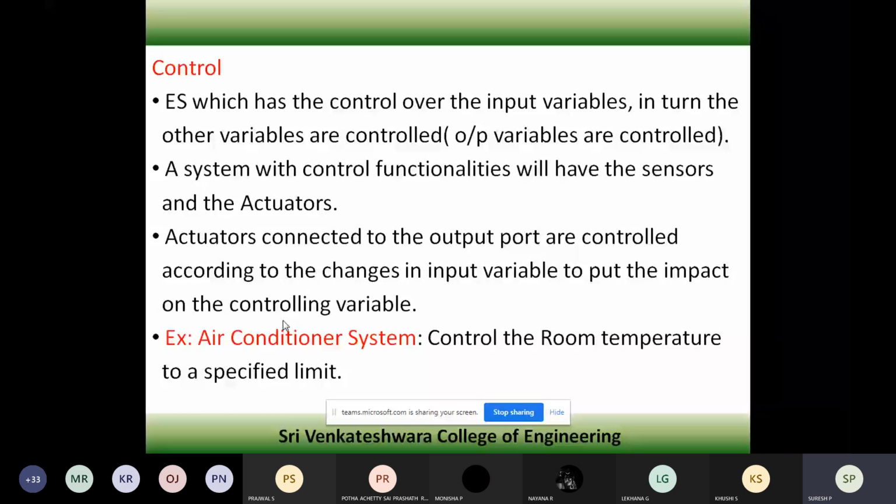The pressure sensor will sense the pressure of impact, whereas the actuator inside your car has to open the airbag depending upon how much pressure at the impact has happened. So that is one example of a control type of embedded system, which has the purpose of controlling.